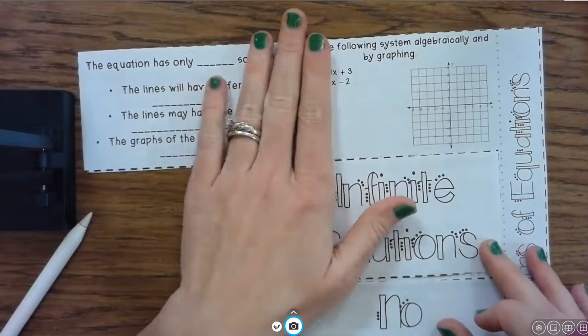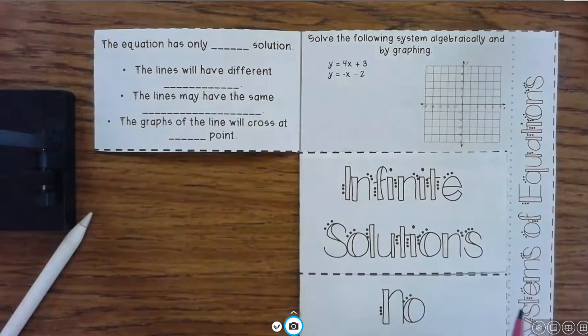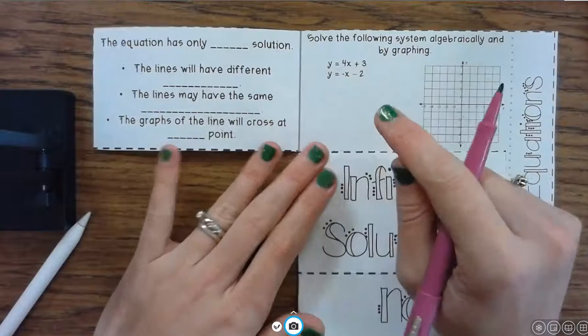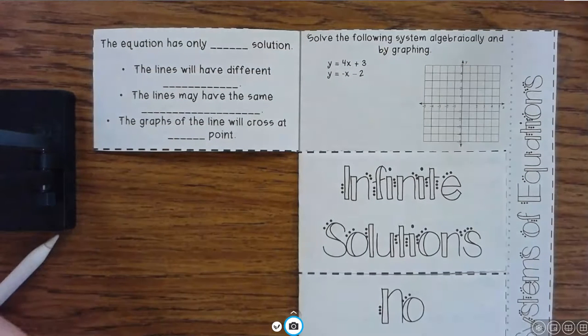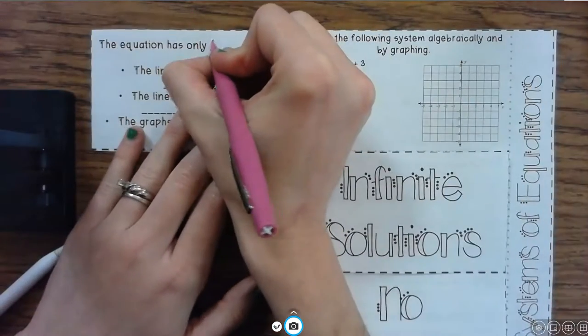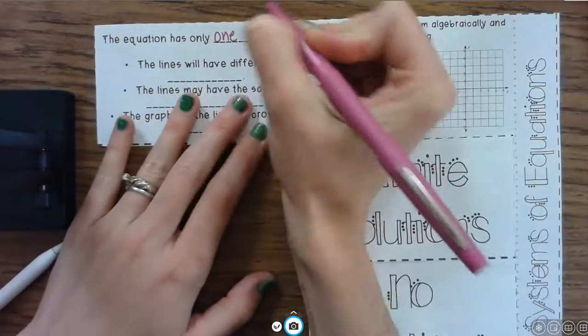So we're going to start with one solution. If we have a system of equations, we have two equations, and they're going to have a solution. That solution is a value that will work for both equations. So if you plug in the x value, you're going to get the same y every time. It's also where they cross on a graph. So the system only has one solution in a situation like this.